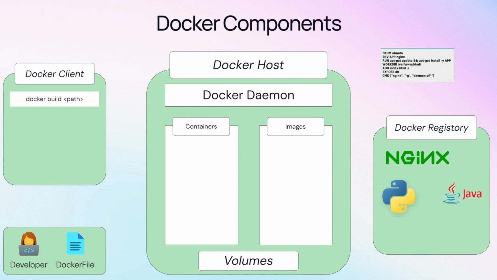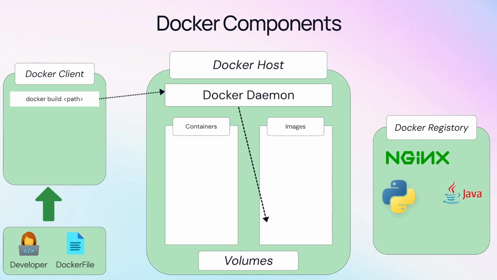So when we trigger this command, the Docker client will communicate with the Docker server and check if the image is already available in the image section. If the image is already available there, then it will use that image. But if it is not available, then it will build the image and store it here in the image section. Now we have the docker run command.